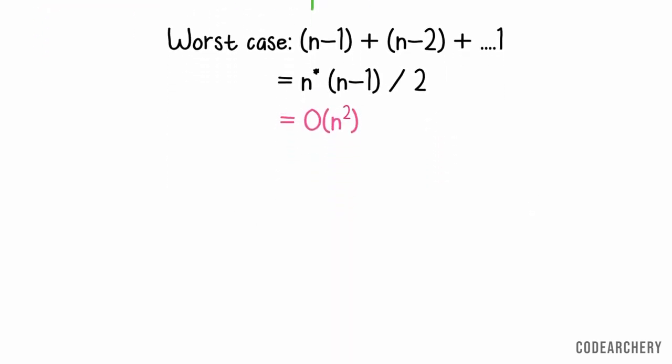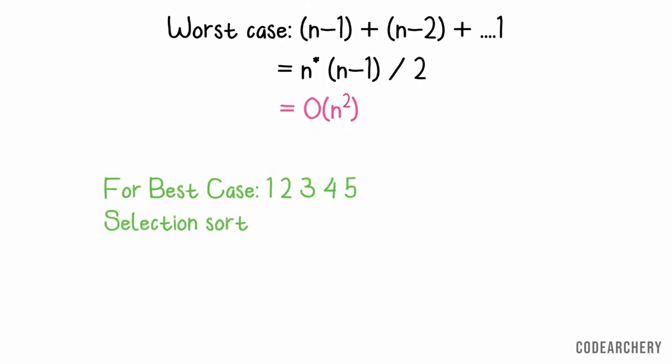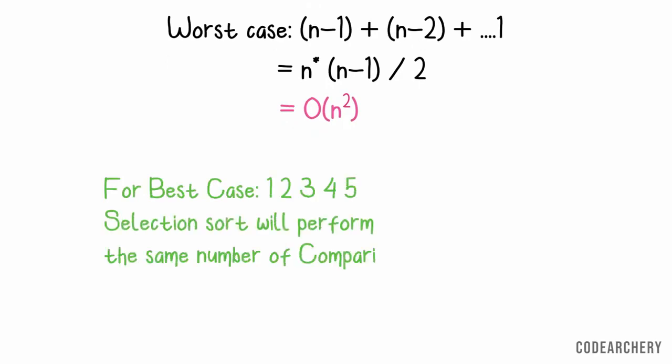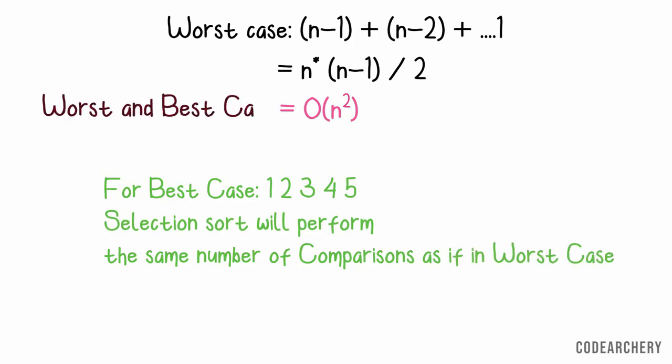For the best case scenario, I mean for sorted input, selection sort will perform the same number of comparisons. So even for the best case scenario, time complexity of selection sort is going to be order of n square.